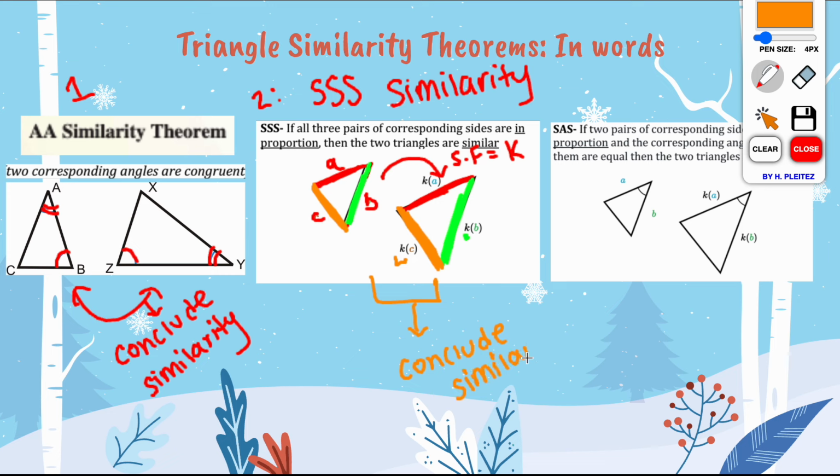Now, it's important to know the explanation of these theorems because on a test or a quiz, you might be assessed on just matching theorems to their definitions.